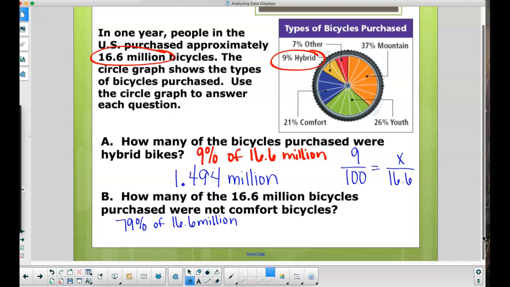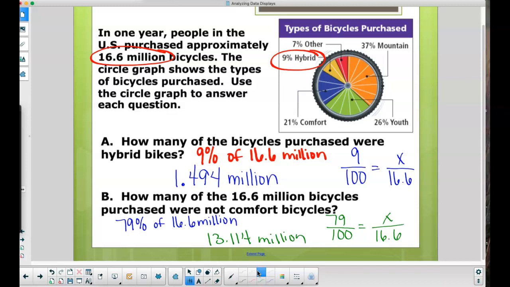Okay, so we do the same thing. We set up our proportion. We want 79 over 100. The 16.6 goes on the bottom. And we solve that. What do you get? Go ahead, Tyler. 13.114 million of the bikes were not comfort bikes.